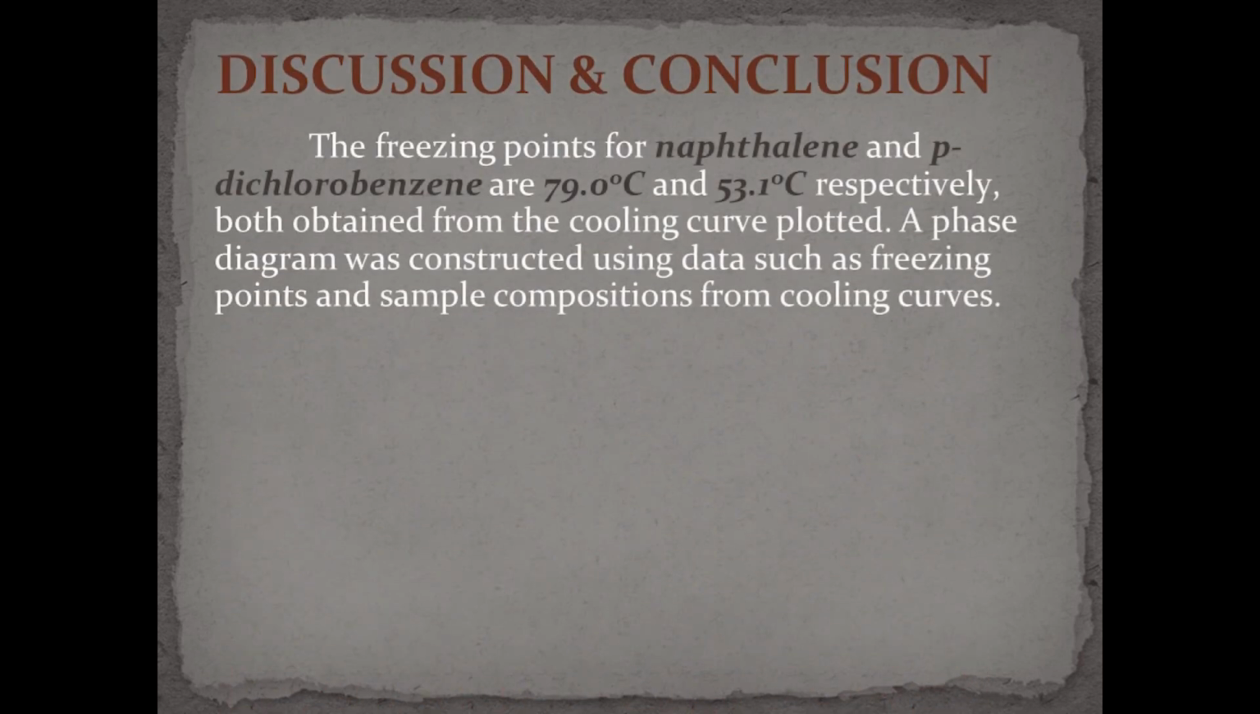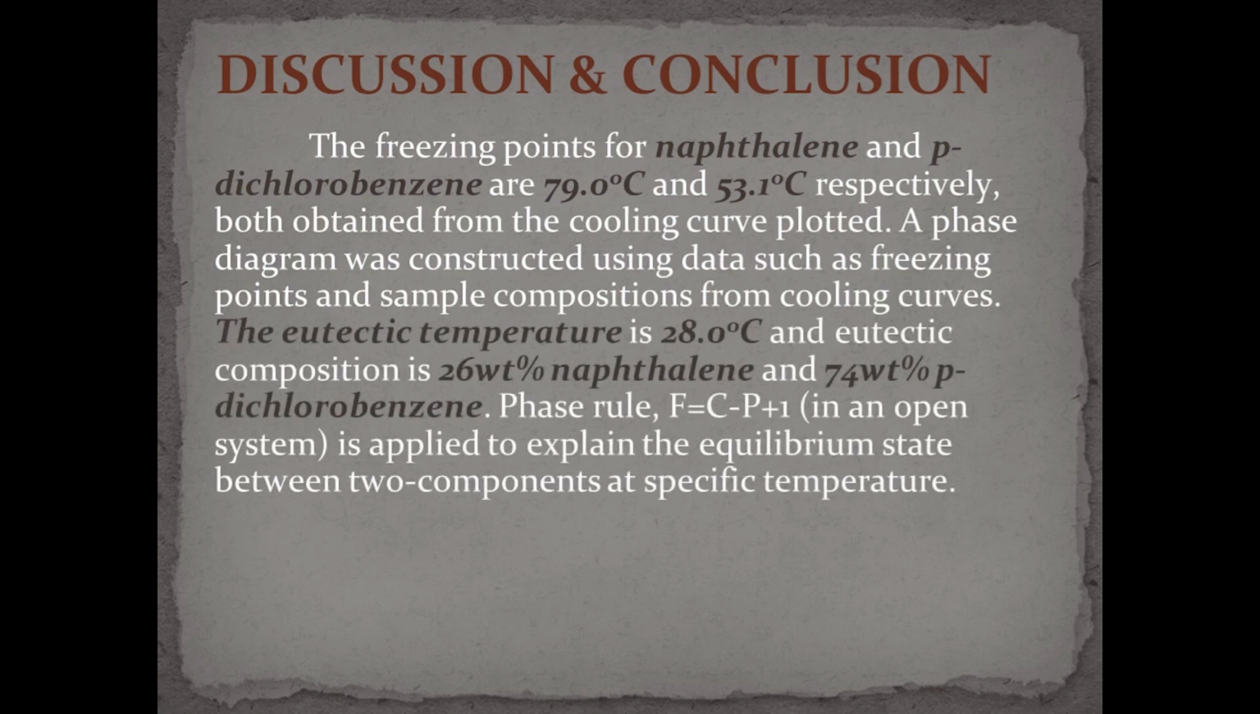The freezing points for naphthalene and p-dichlorobenzene are 79 degrees Celsius and 53.1 degrees Celsius respectively, both obtained from the cooling curve plotted. A phase diagram was constructed using data such as freezing points and sample compositions from cooling curves. The eutectic temperature is 28 degrees Celsius and eutectic composition is 26% naphthalene and 74% p-dichlorobenzene.